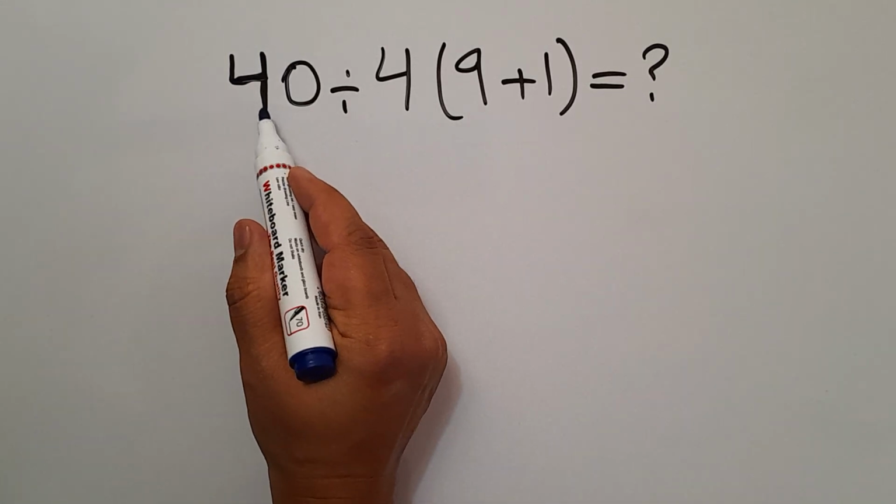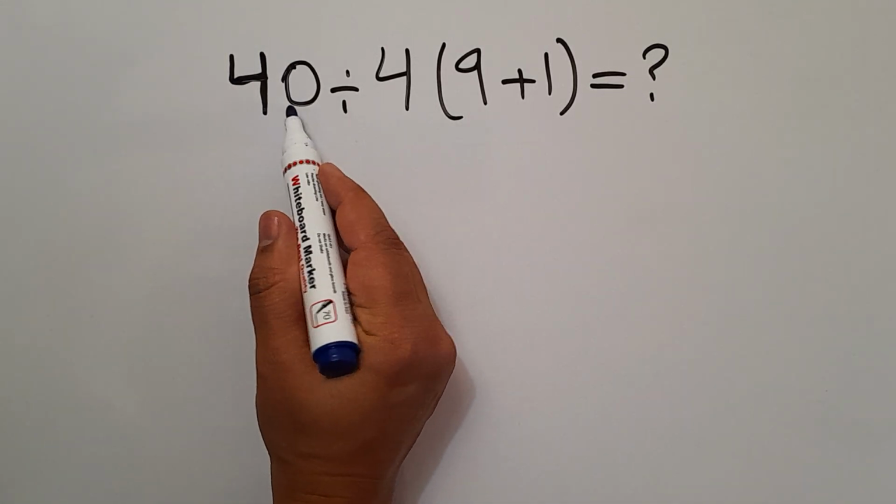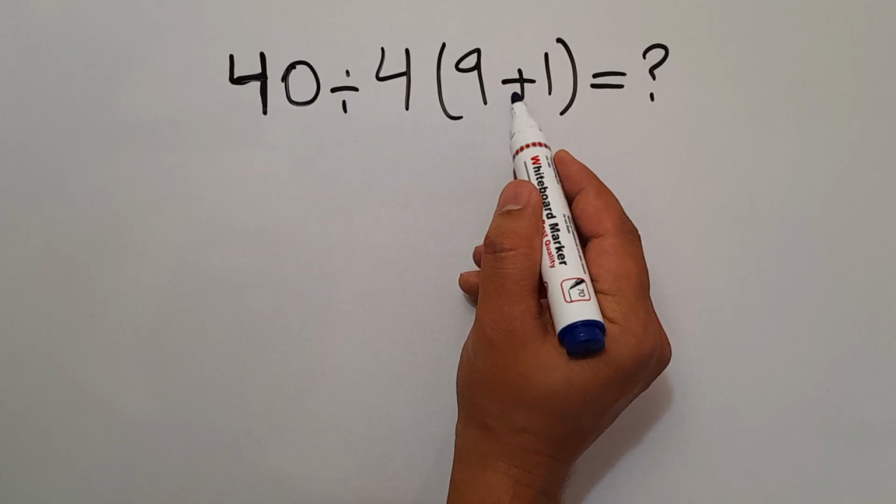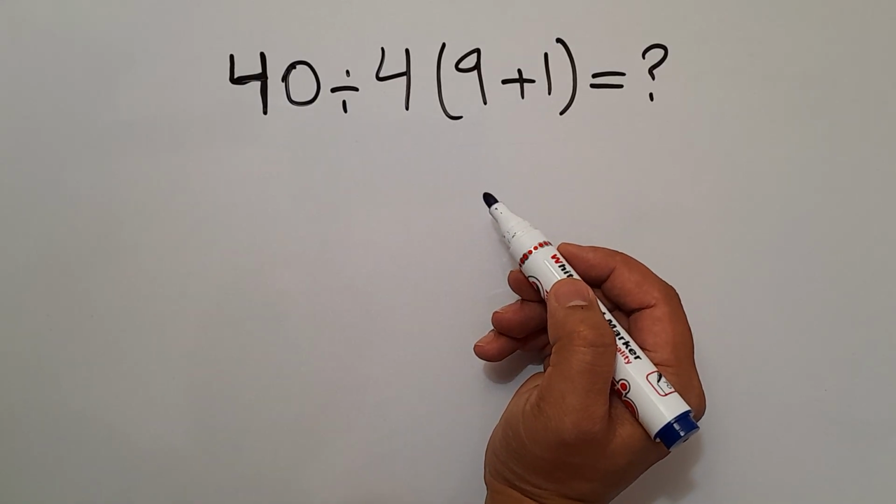In this video, we want to find the value of this expression: 40 divided by 4 times (9 plus 1). Are you ready to solve? Let's go ahead and get started.